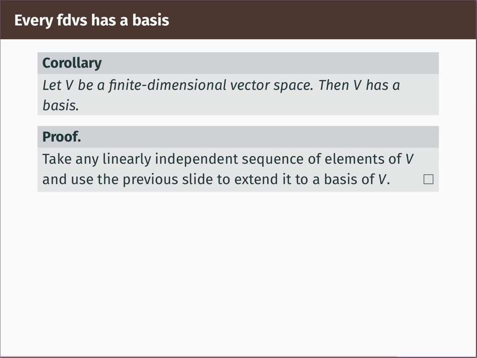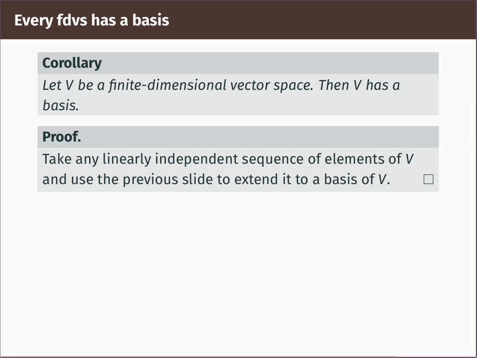So here it is as a corollary. Let V be a finite dimensional vector space, then V must have a basis. And the proof is now very easy. You just take any linearly independent sequence of elements of V. For example, you could just pick a single non-zero vector in V, and that would form a linearly independent sequence of length 1, as we saw in our previous example. And then you can use the result from the slide before the previous slide to extend it to a basis of V.